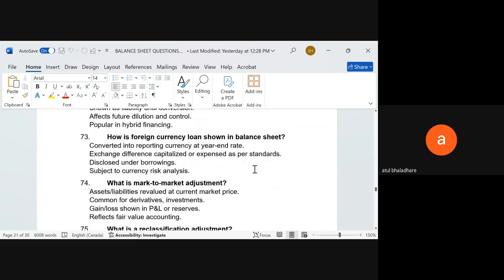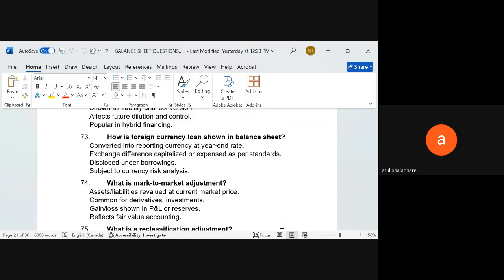Question 73. How is foreign currency loan shown in balance sheet? Converted into reporting currency at year-end rate, exchange difference capitalized or expensed as per standards, disclosed under borrowings, subject to currency risk analysis.